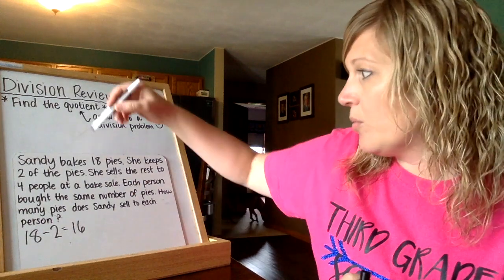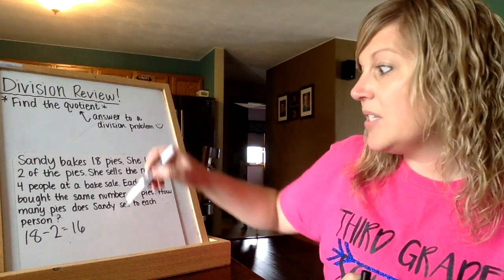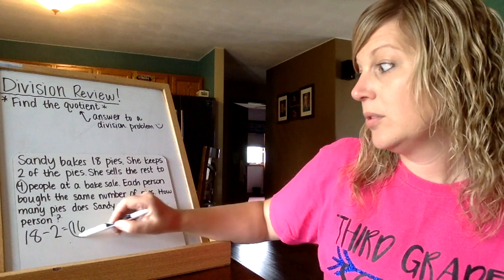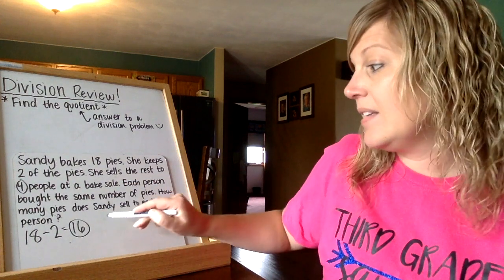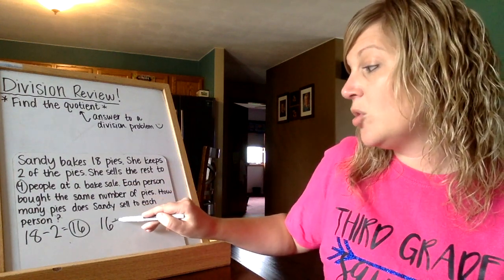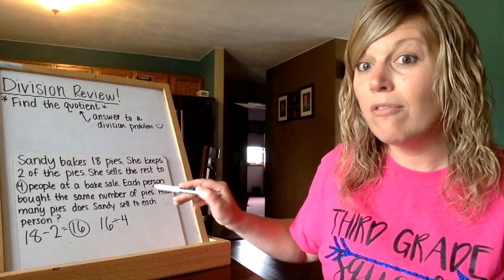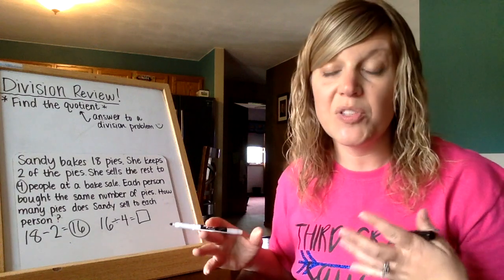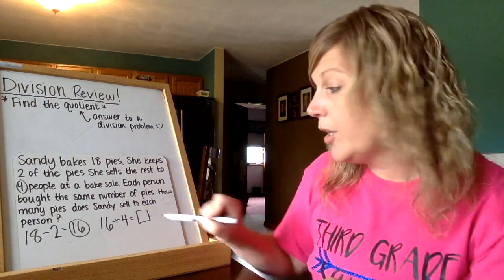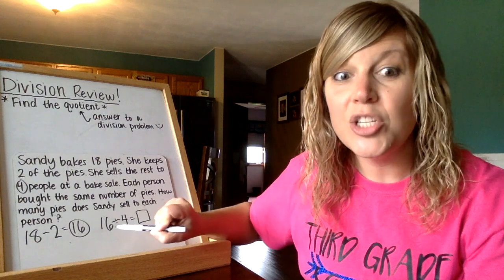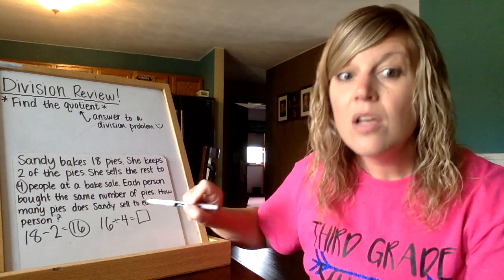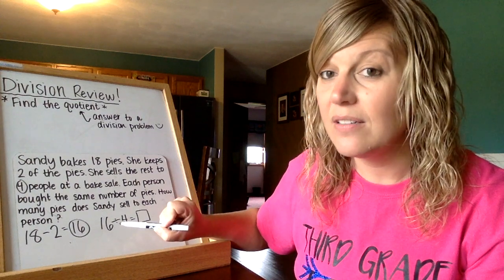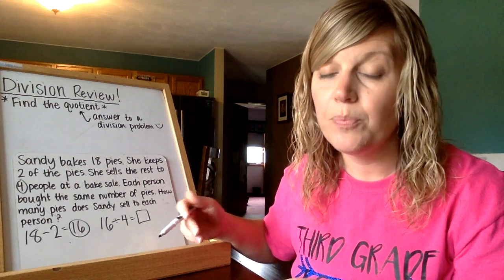So now we're done with that first part. So now our numbers are 16 and 4. So she has 16 pies that she is going to sell or share between 4 people. And we want to know how many pies does each person get. So you could draw 4 groups and share out 16. You could skip count by 4 and stop at 16 to figure out your quotient.